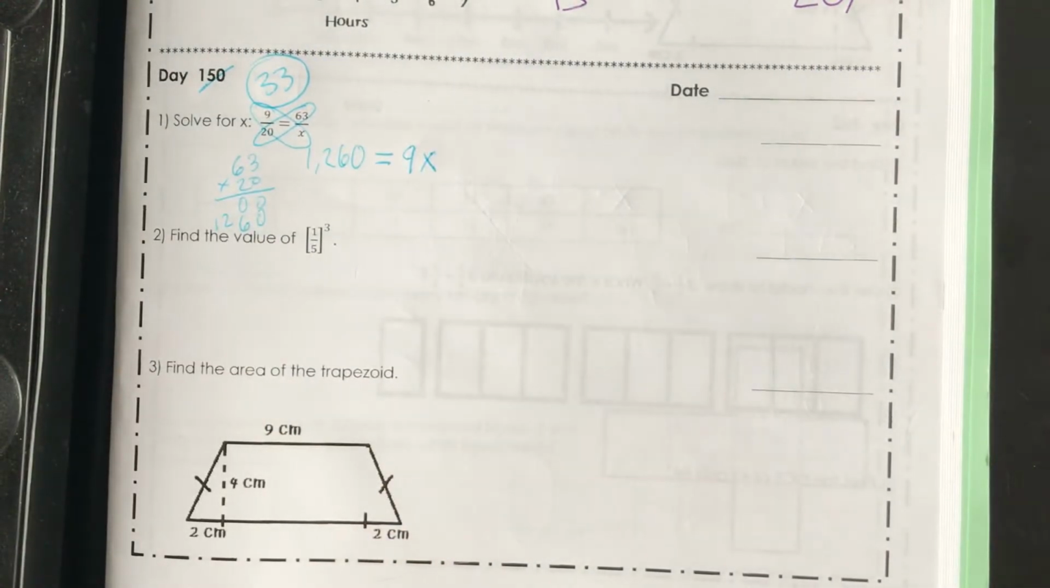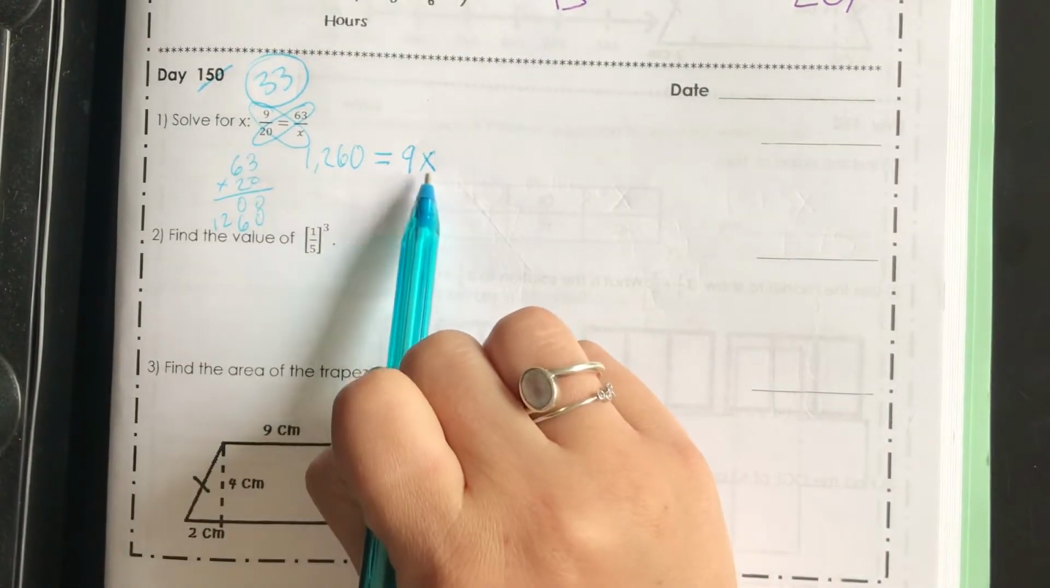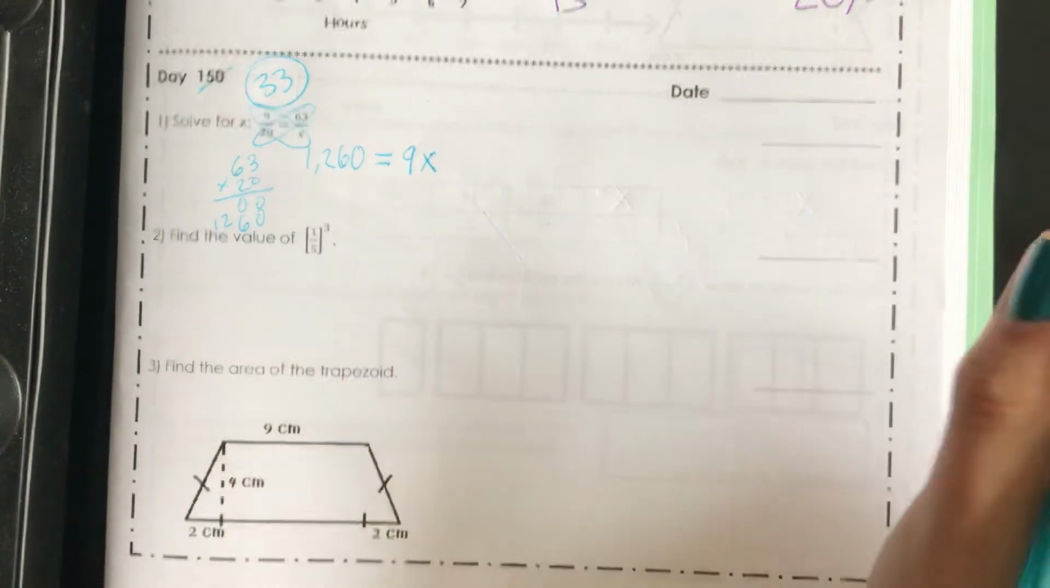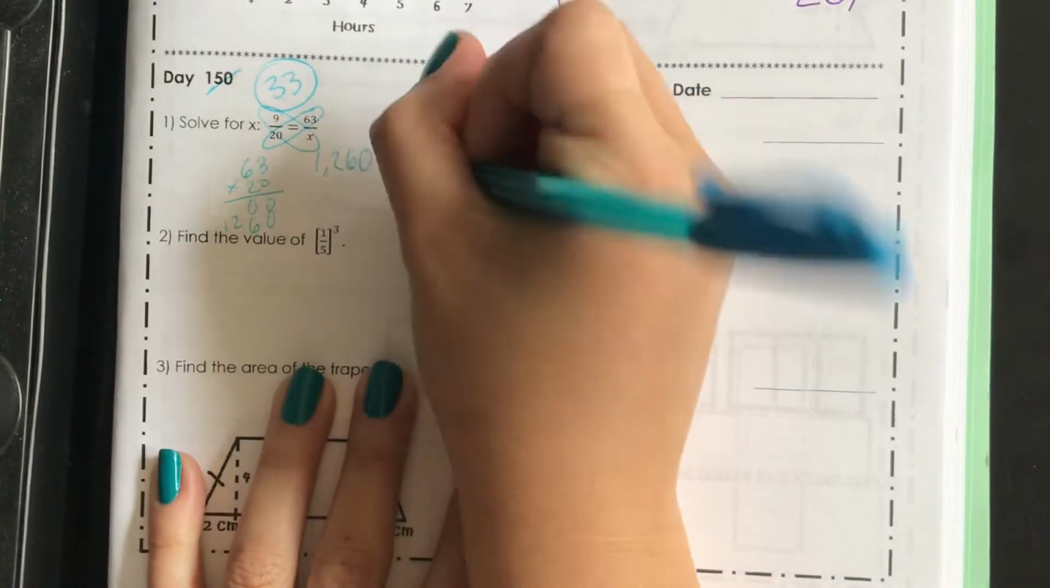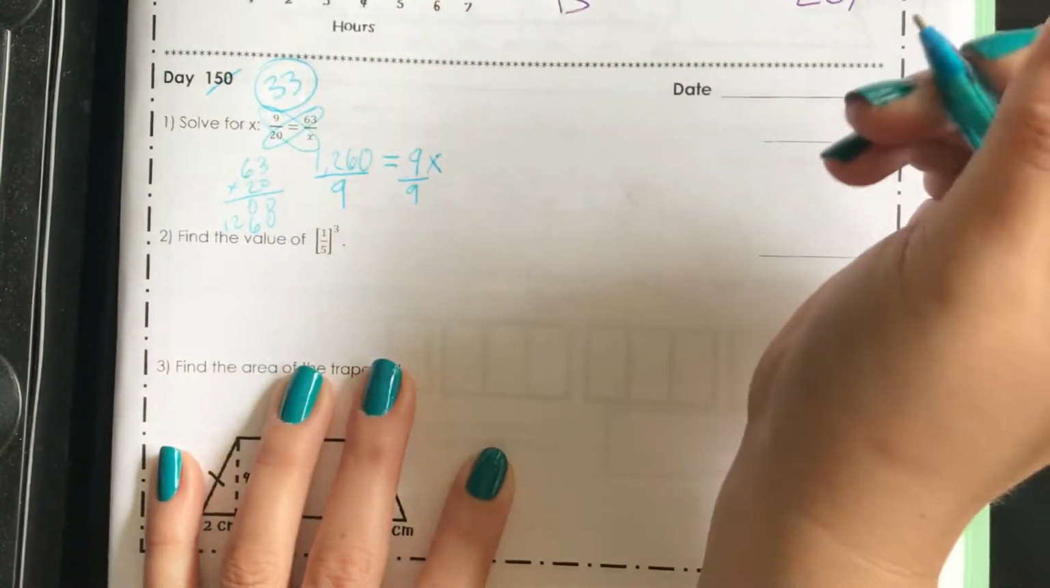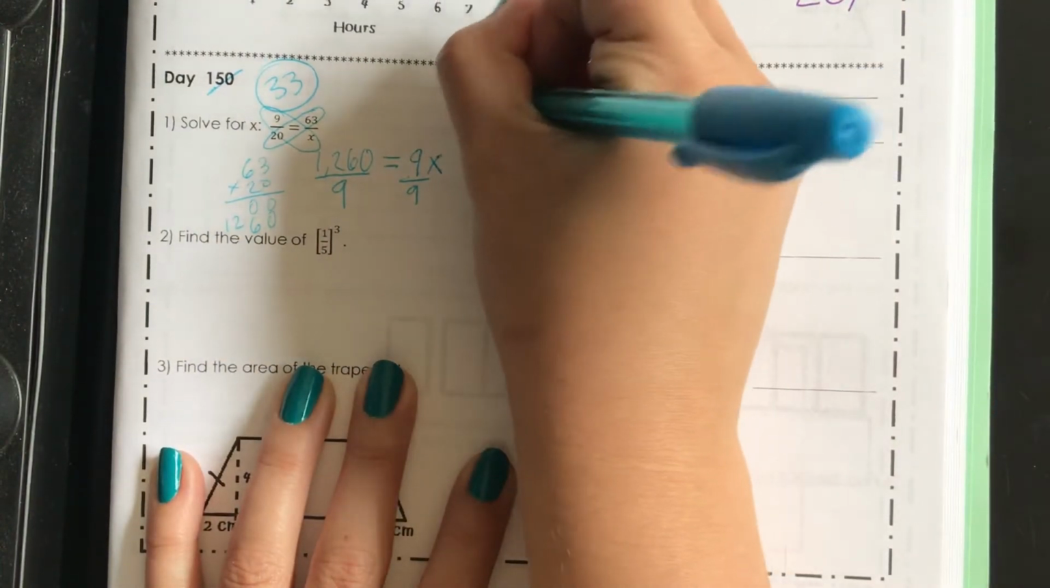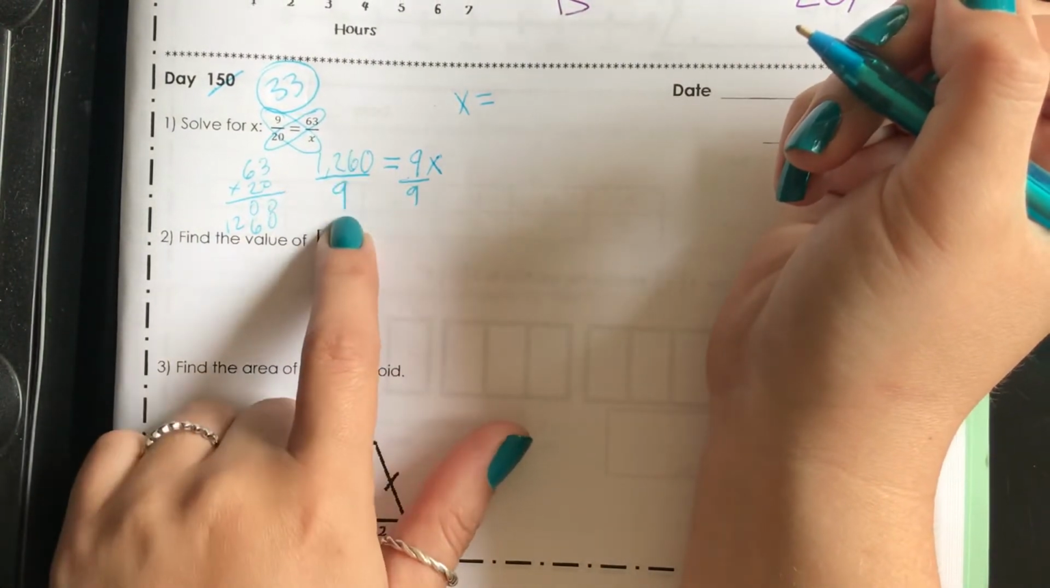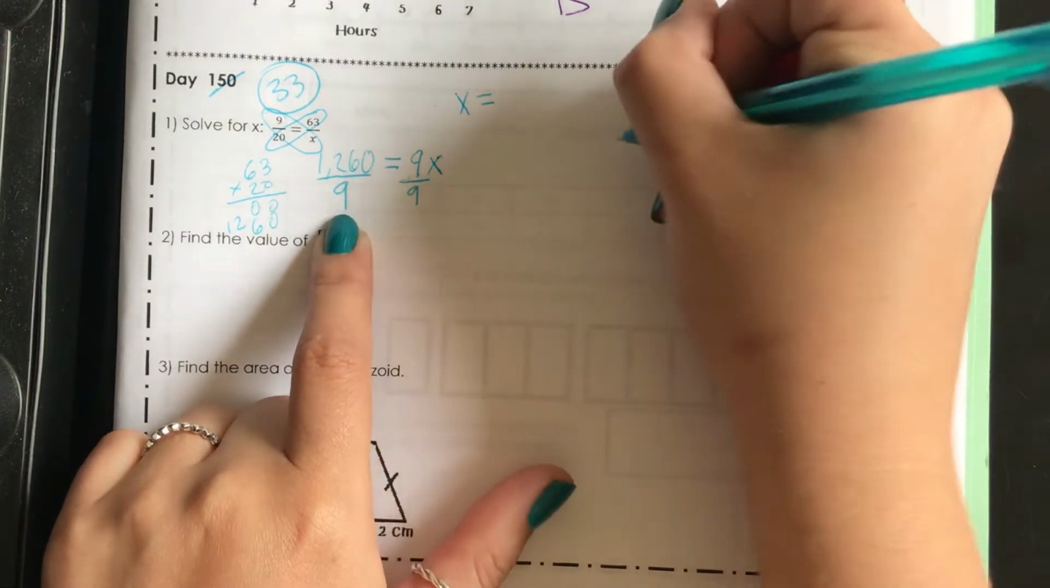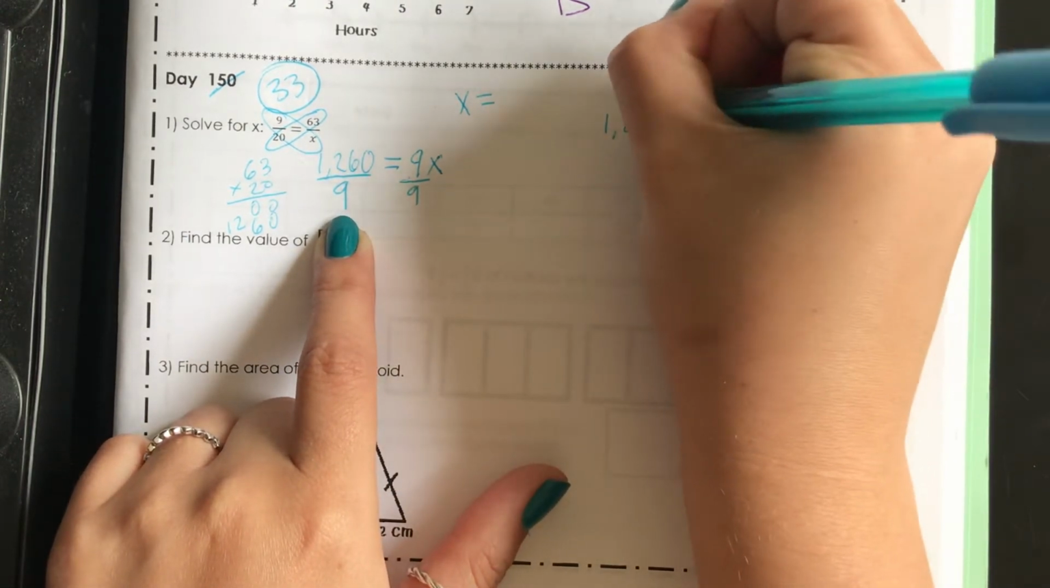Now we want to isolate the variable, which means we get the 9 away from the x here. We divide the 9 away, divide the 9 away. So now we have x is equal to whatever 1,260 divided by 9 is. So let's go ahead and do that.